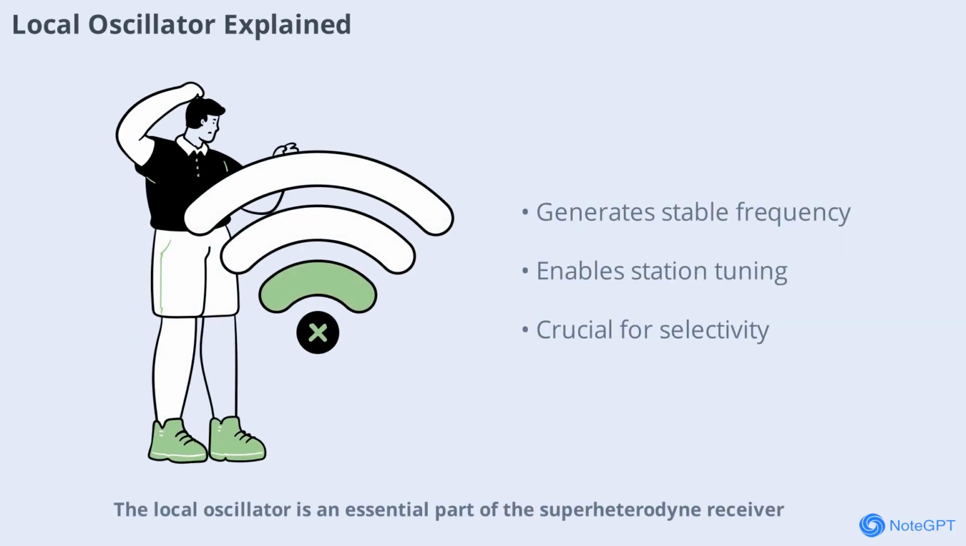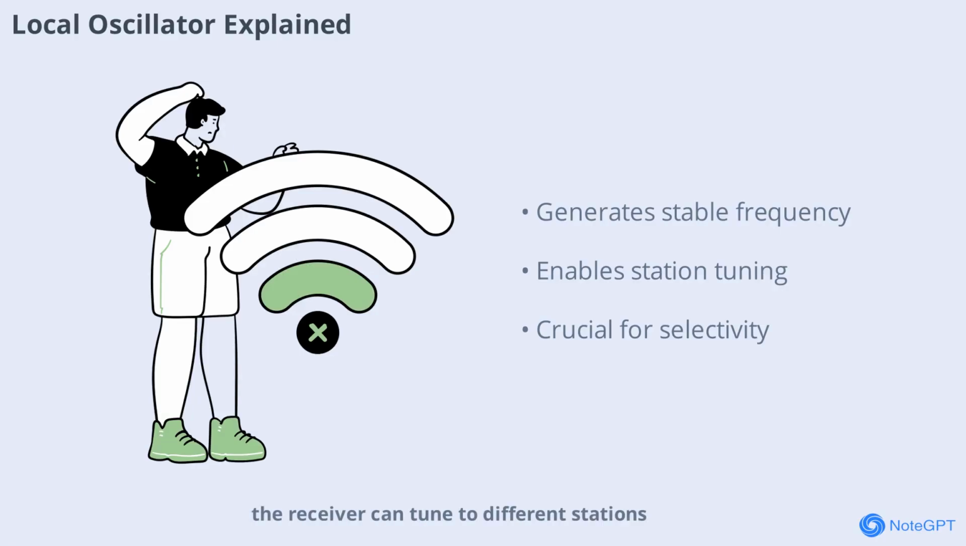Local oscillator is an essential part of the superheterodyne receiver. It generates a stable frequency that mixes with the incoming radio signal in the mixer. By adjusting the oscillator's frequency, the receiver can tune to different stations. The local oscillator's precision directly affects the receiver's ability to select and process the correct signal.